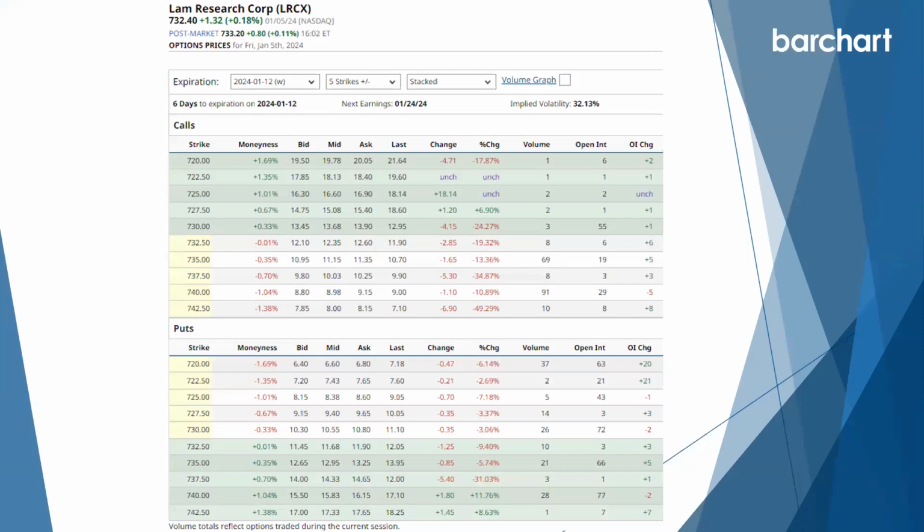Another way to use the volume and open interest of options is to find stocks that you might want to avoid. So we're looking at Lam Research here, LRCX. It's a fairly popular, well-known stock, but it's not very active in the options market. So you can see here, not a lot of volume at all and very little open interest. And as a result, the bid-ask spread is quite wide. So 13.45 to 13.90.